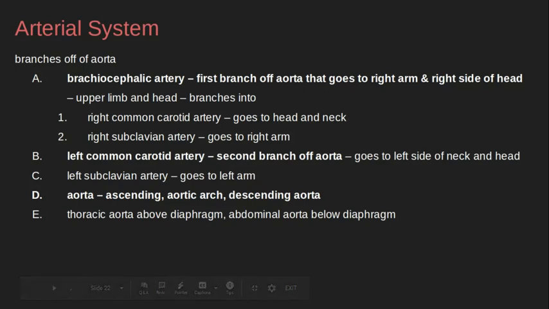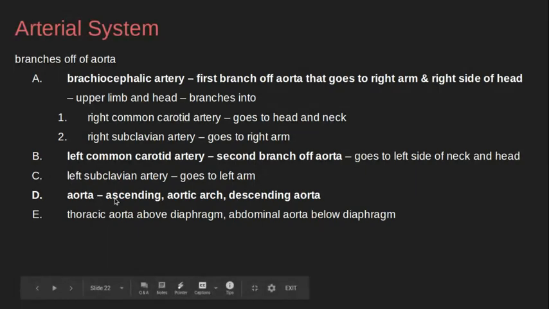So branches off of the aorta. You have the brachiocephalic artery. That's the very first branch off the aorta. And it goes to your right arm and your right side of the head, the upper limb and the head. These are all on your diagrams too, but the right common carotid artery goes to your head and neck, and the right subclavian artery goes to your right arm. The left common carotid artery, that's the second branch off of the aorta.